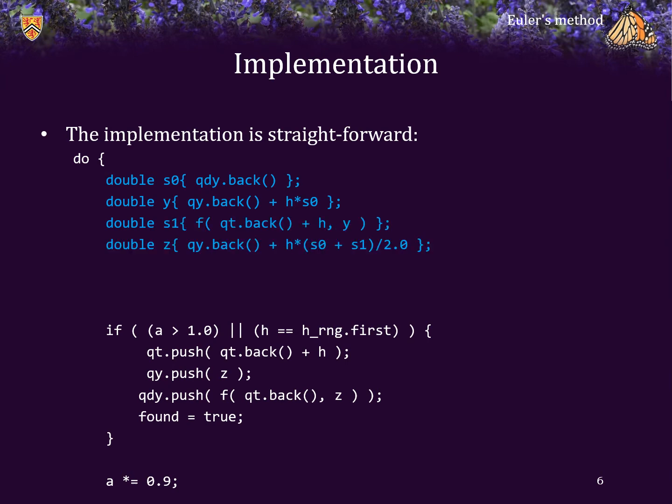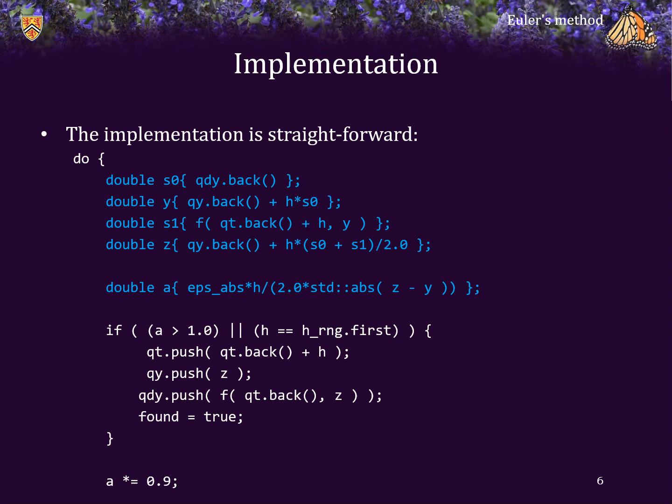We will then calculate the slope at this new point. So the most recent value of t plus h evaluated at this point y. We will then find Heun's approximation, which is the last value of y, plus h times the average of these two slopes, and that is Heun's approximation.